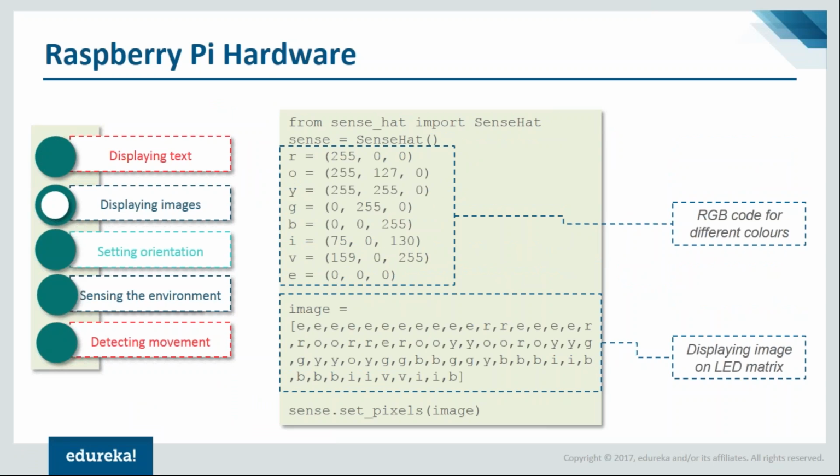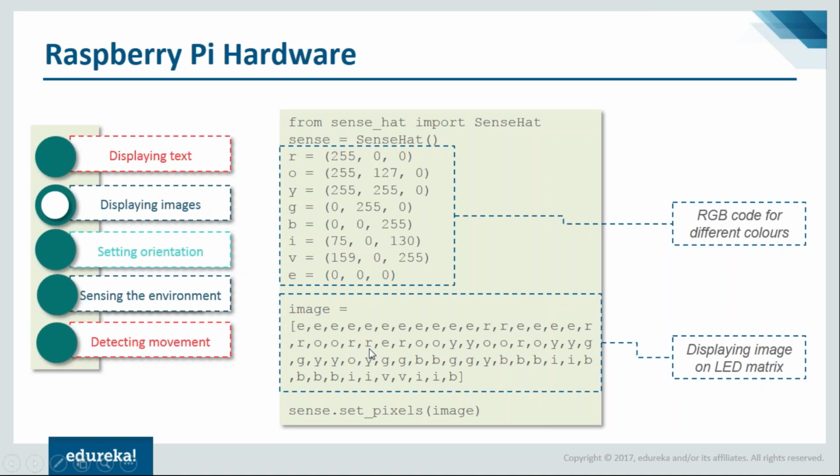Now what it does here is that it is going to display an image that gives you a complete idea of the various color combinations possible on the Sense HAT as well. So what I've basically done is that I've identified the colors: red, orange, yellow, green, blue, indigo, violet, and E stands for empty, which is null.